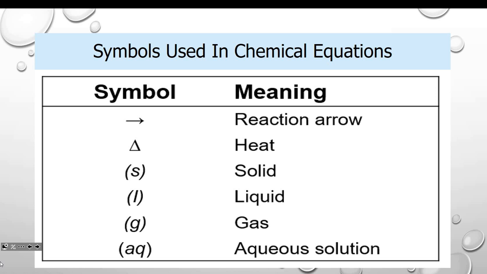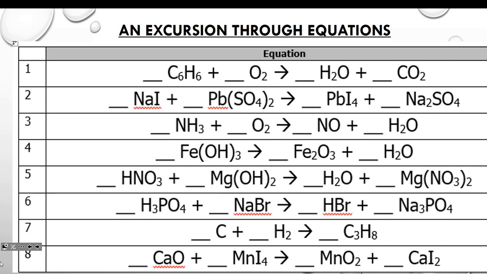Most of them are pretty straightforward except for the delta. You just need to know that one's heat. S solid, L liquid, G gas, AQ maybe might be new. Okay, so now we get the tricky stuff.